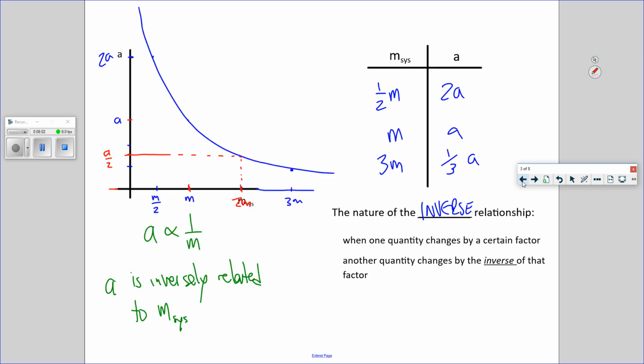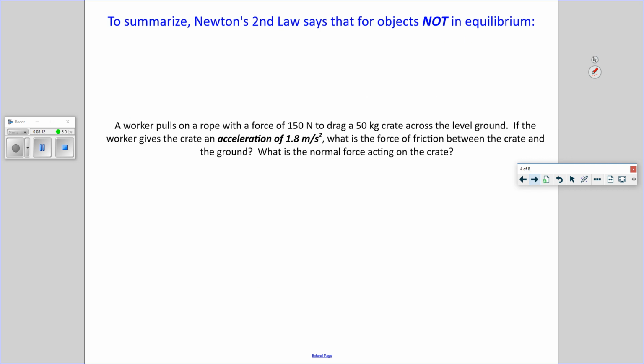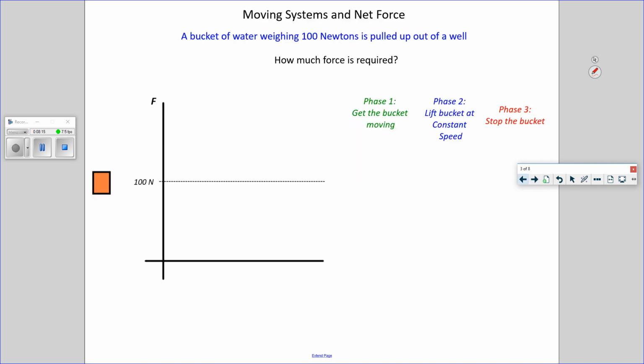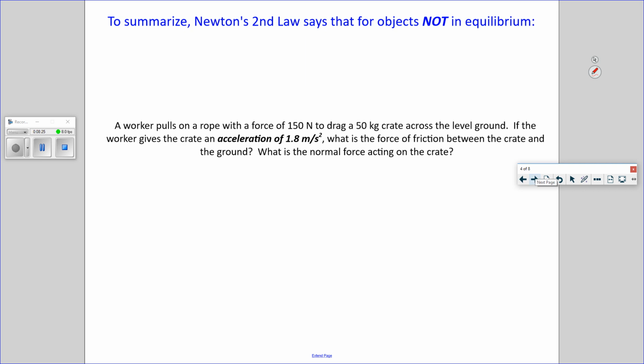Now, that gives us the mathematical relationships that dictate Newton's second law. All right. And so, I think we should get back. You know what? This is a reasonable place to talk about this. I'm going to come back to it. Let's go to this next one.